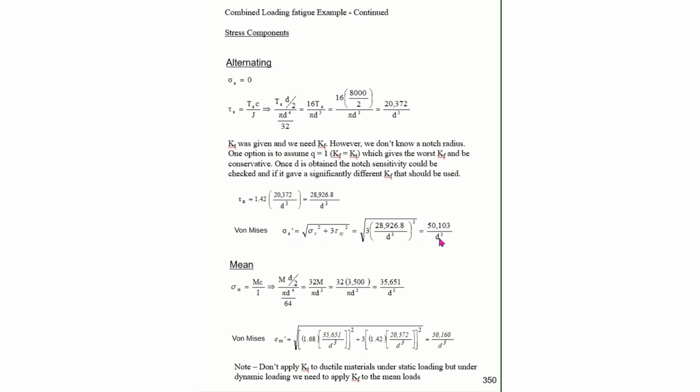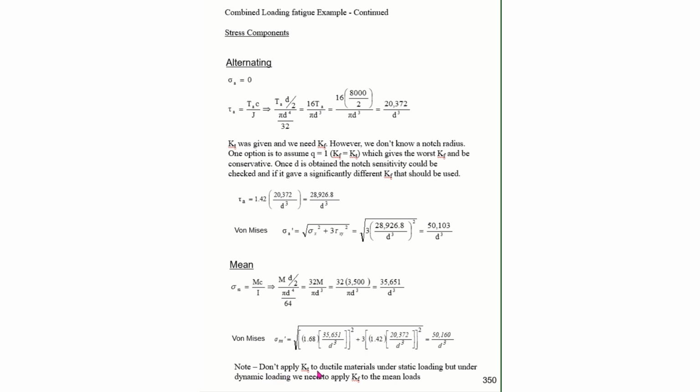Now I compute the mean stress, and the mean stress has a sigma mean due to the bending, Mc over I, and I can compute that value. And then I compute sigma m prime. Here's my stress concentration factor and my sigma m, and we also have a mean torsional stress given here. So the von Mises stress for the mean component is my bending stress plus my torsional shear stress, and this gives me 5160 over d cubed.